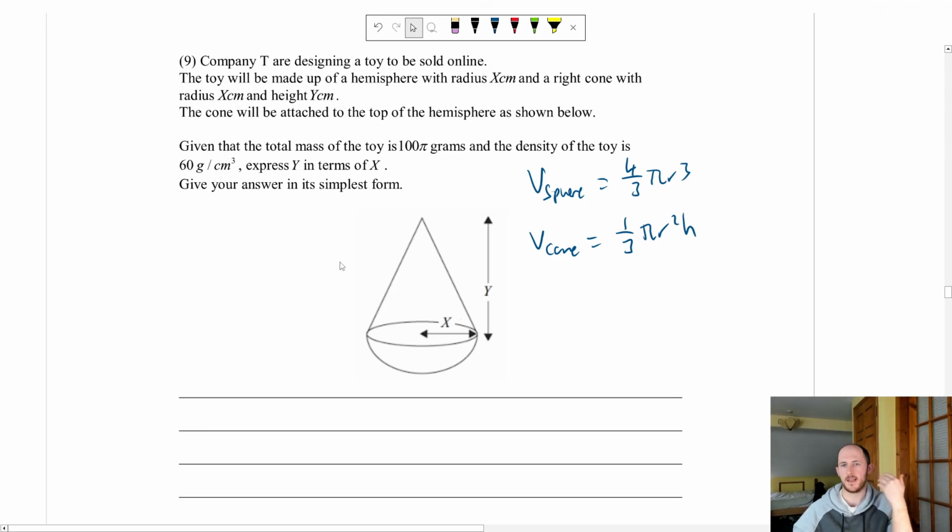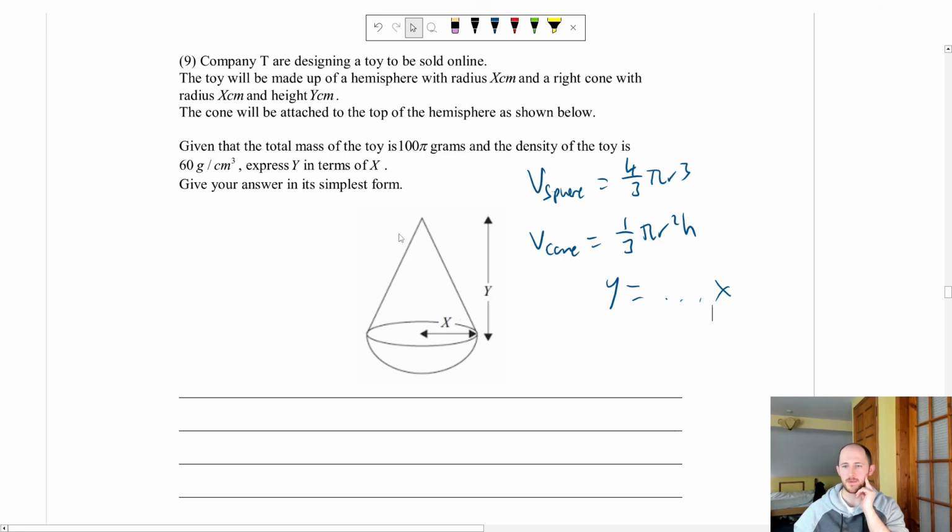Okay. Here's what we need to do. So what we want to do is work out the volume of this shape. That's the first thing. And then we're going to rearrange it all in terms of x and y. We want to get an equation that looks like y equals and then blah, blah, blah with some kind of x in there. Could be on the bottom, could be on the top, whatever. And there's a reason why they've given us the mass and the density.